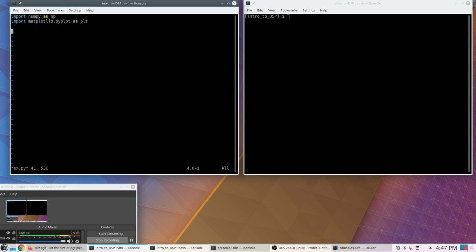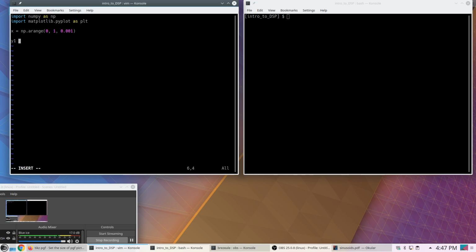Let's create a complicated signal. So here I'm going to say x is equal to np.arange(0, 1, 0.001). So what is this? Well, I'm just producing the x values that I need to ultimately create the plot. And let's combine 3 different sinusoids.